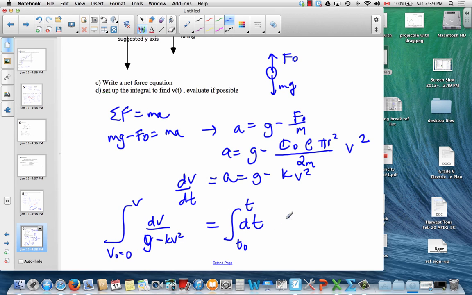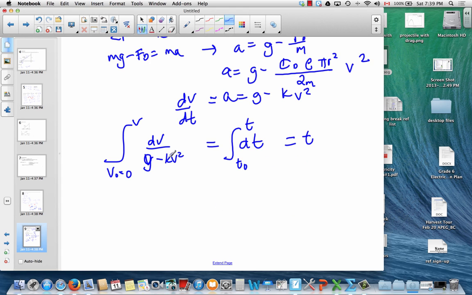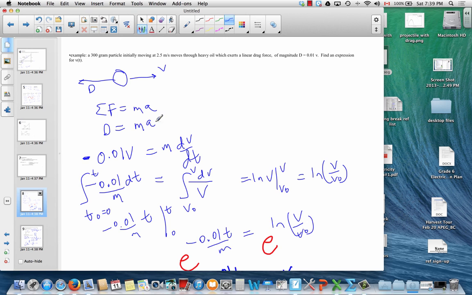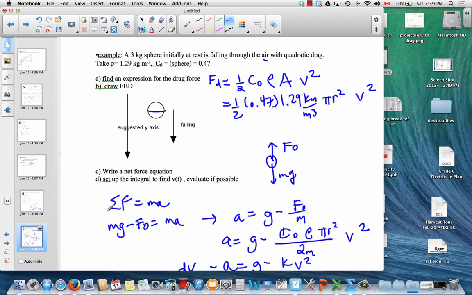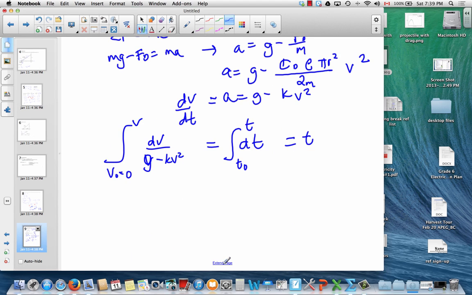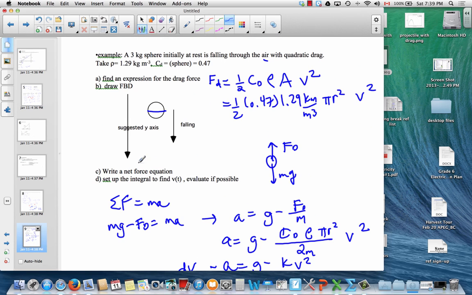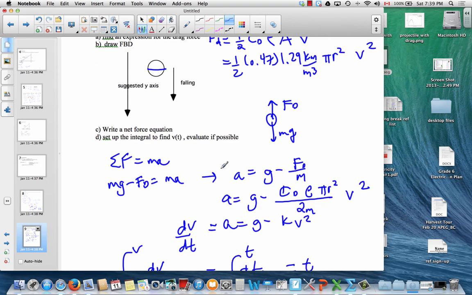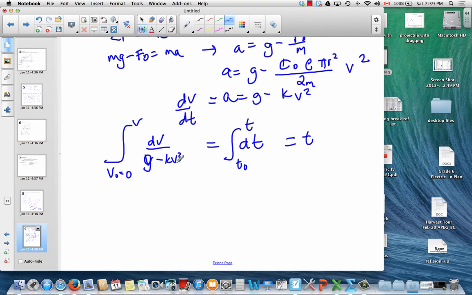Now this is a trivial integral, this is just t, but we really have to work fairly hard on the left-hand side here to integrate this. I think I just want us to set it up. Set up the integral to find v of t, evaluate if possible. Well, it's not really that hard.